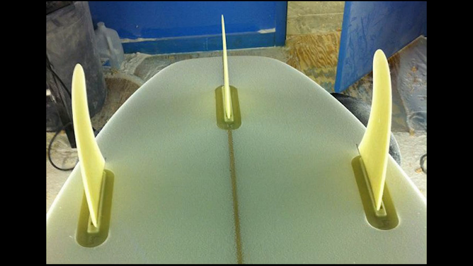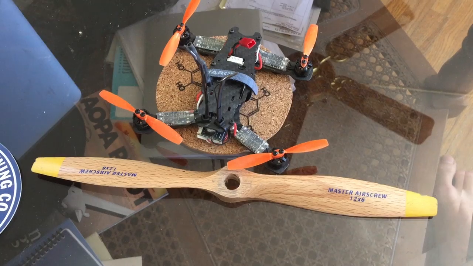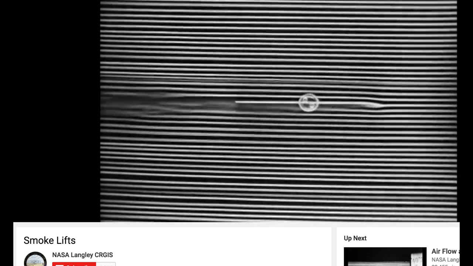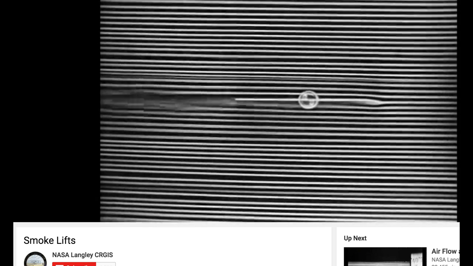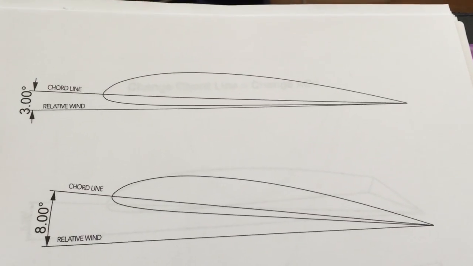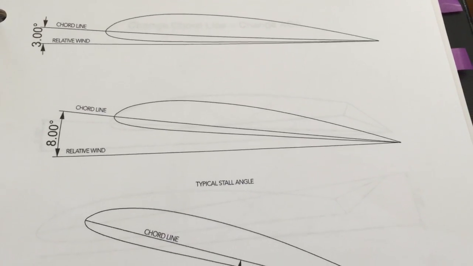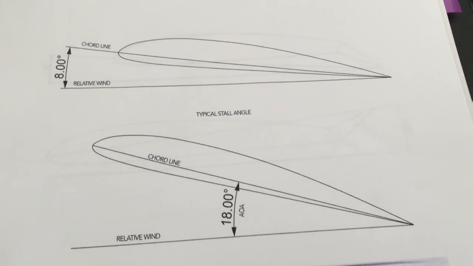Things like wings, fins, sails, vanes, and propellers are all just long, flat pieces of material. And when you give them an angle to the airflow, they redirect the air around themselves, changing its pressures and directions. The straight line between the leading and the trailing edge is called the chord line, and the angle between that line and the relative wind direction is called the angle of attack.